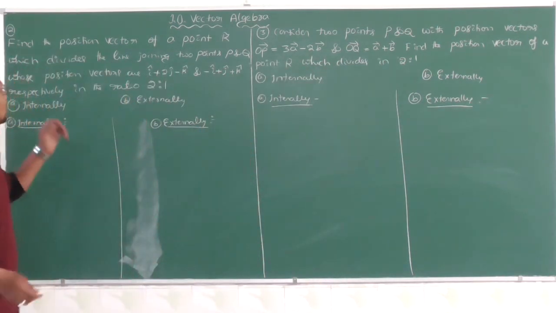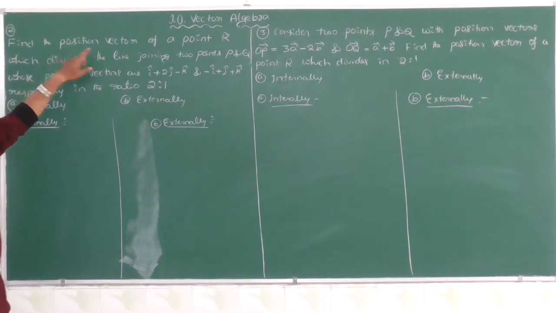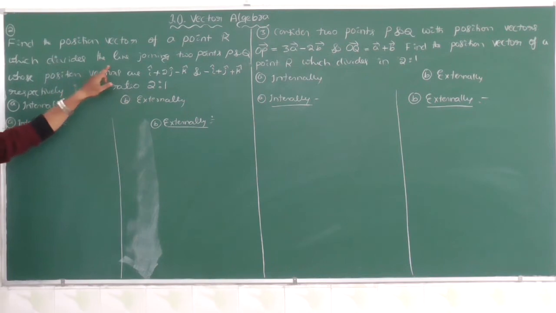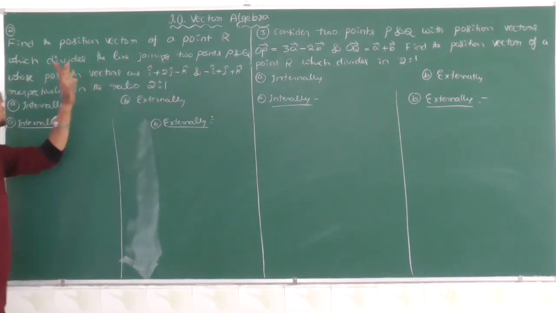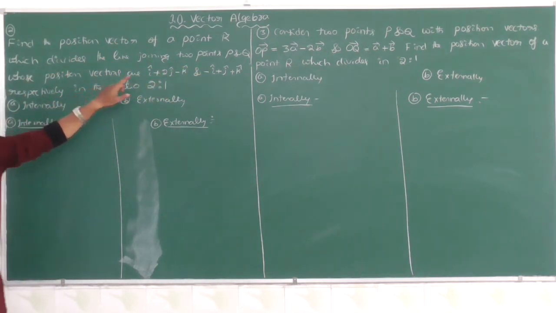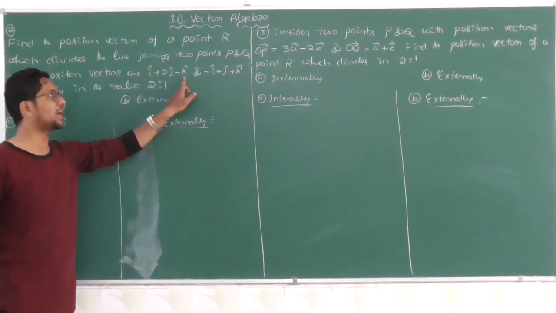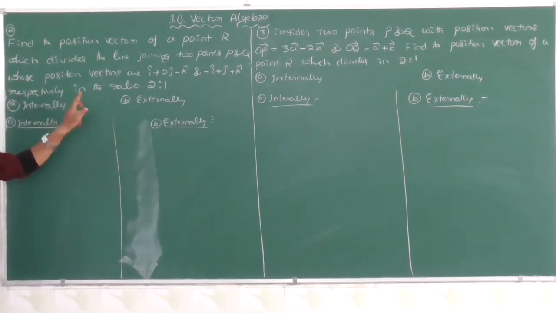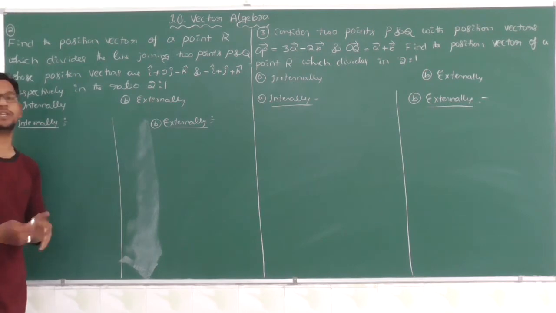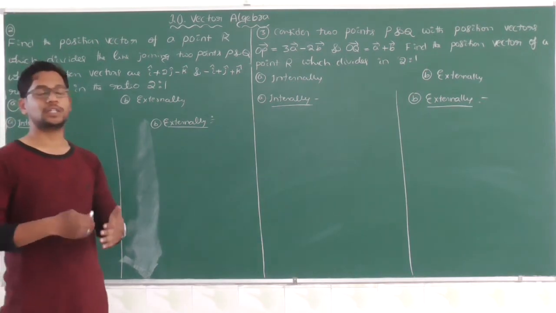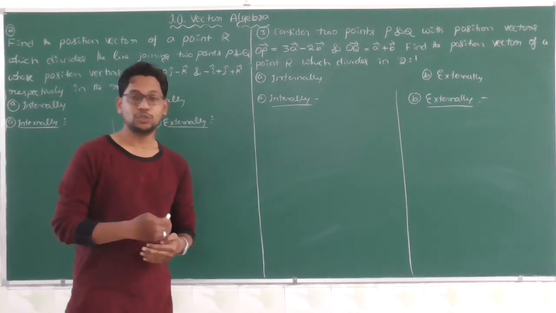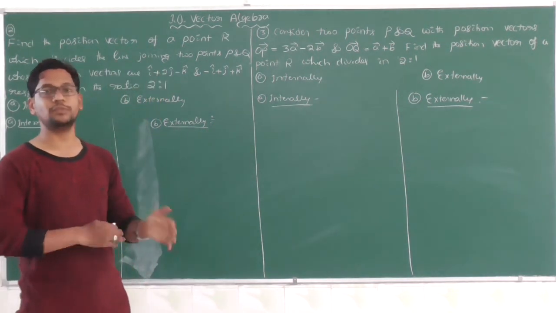Find the position vector of a point R which divides the line joining two points P and Q, whose position vectors are i cap plus 2j cap minus k cap, and the other vector, respectively in the ratio 2:1. Internally and externally, we have to find the position vector that divides the line in the ratio 2:1. Both internally and externally, we have to find.